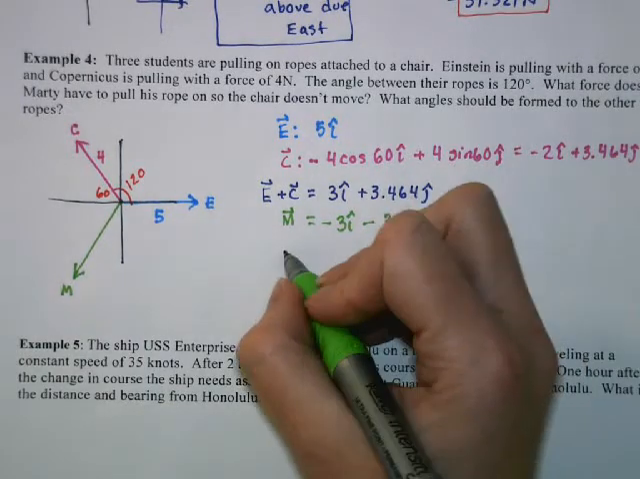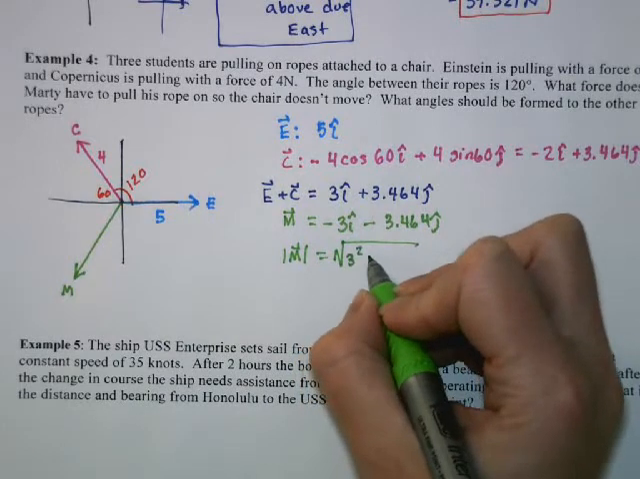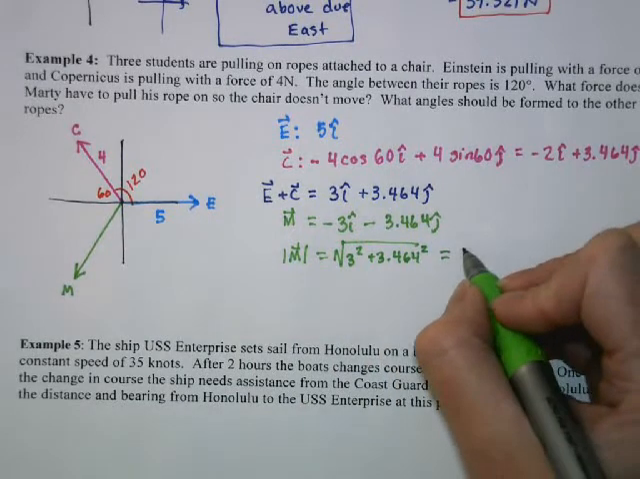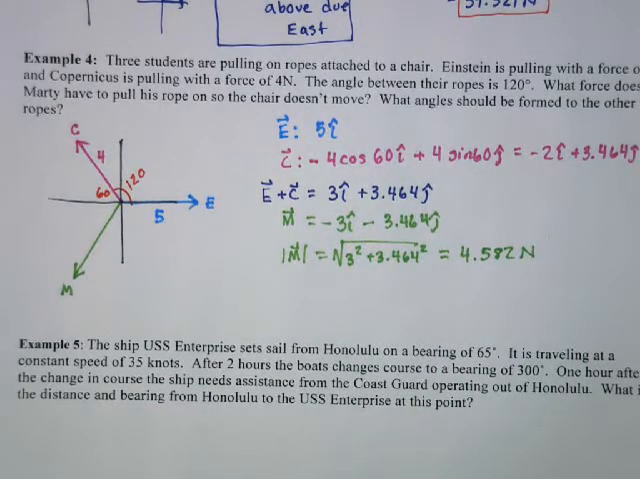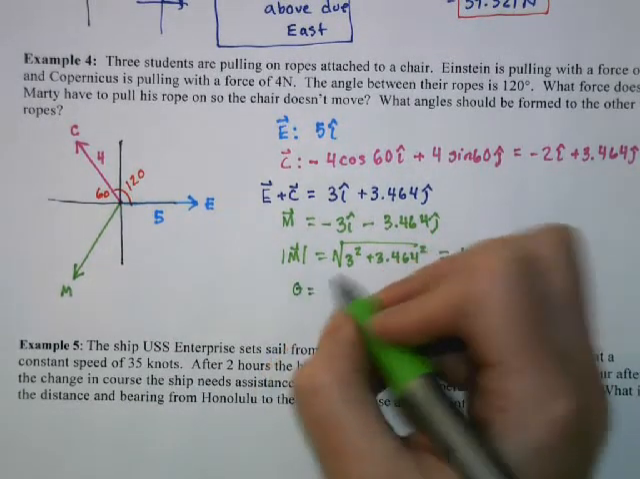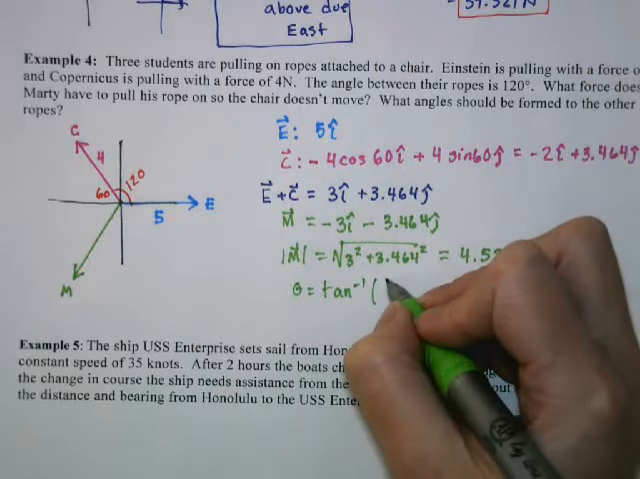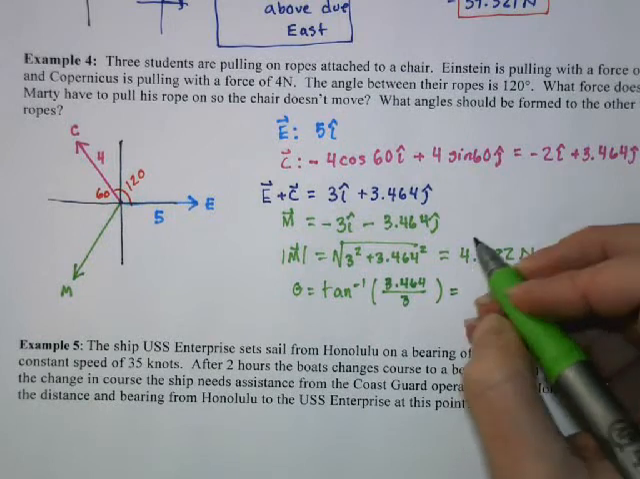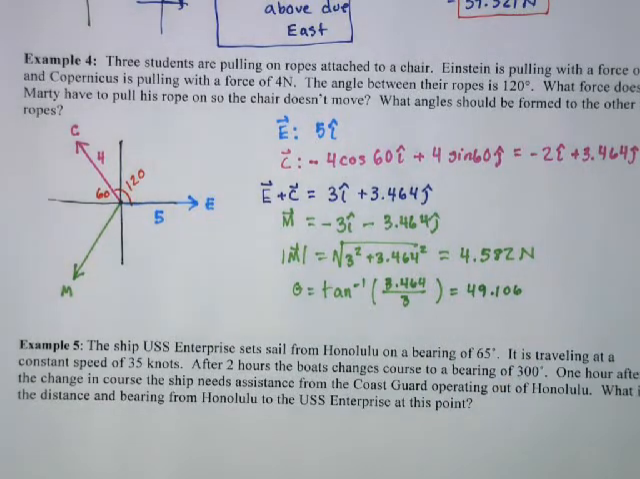Okay, now we're going to break this vector down. So the magnitude, the force that he's going to have to pull at, is going to be approximately 4.582 newtons. Okay, and then the angle. We get an angle of 49.106. Okay, now in this case, what do we need to do in this problem?